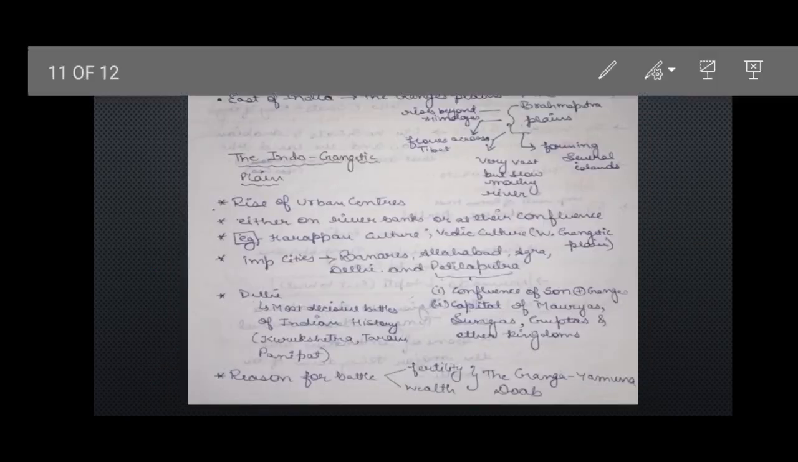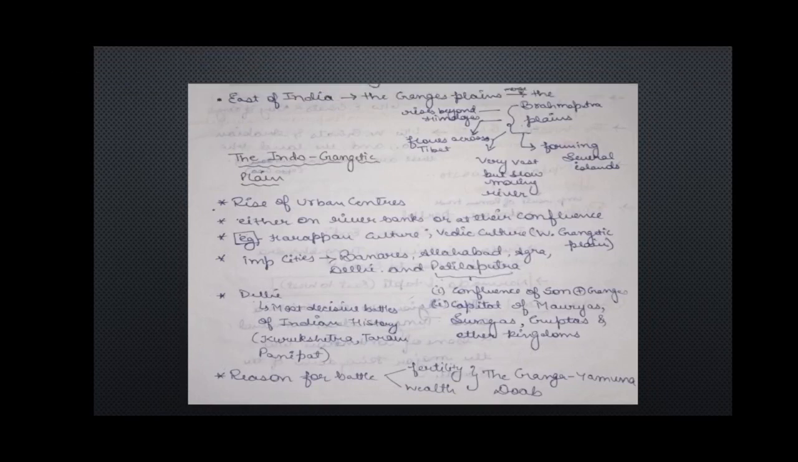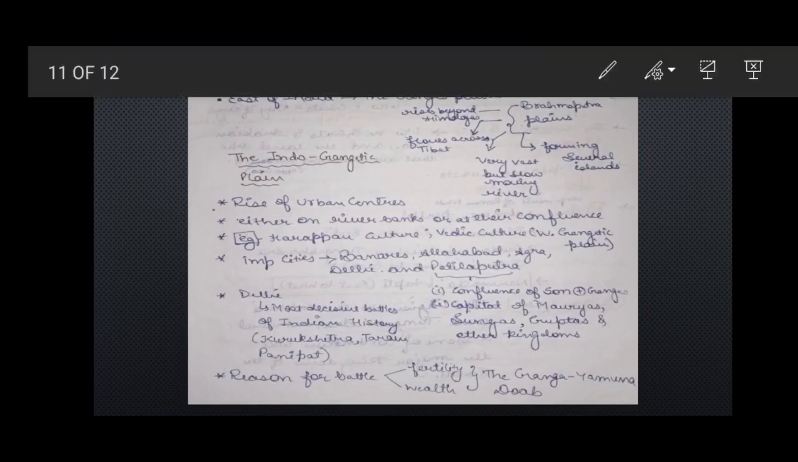Now, in the east of India, the Ganga plains merge with the Brahmaputra plains. Here is the Ganga, and it starts moving towards the south and then suddenly bends towards the east. In this region, in the east of India, it merges with the Brahmaputra river plains, which originate in Tibet.